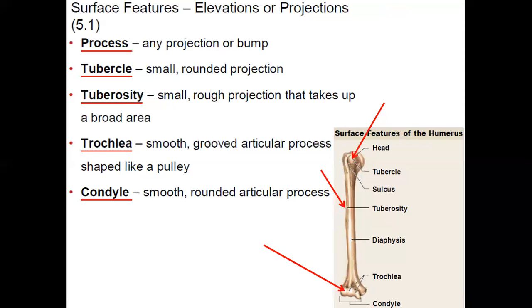These two structures here are also called condyles. So this is a specific example of a condyle. It's called the trochlea. There's another condyle, and condyles are smooth but rounded articular processes where bones articulate. So the bone that would articulate here would be the radius, the head of the radius. And here in the trochlea, the head of the ulna articulates to create your elbow joint.